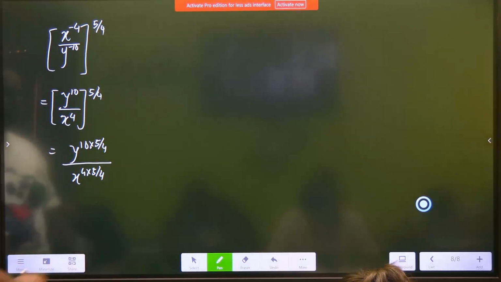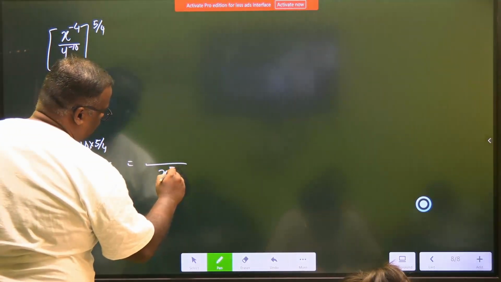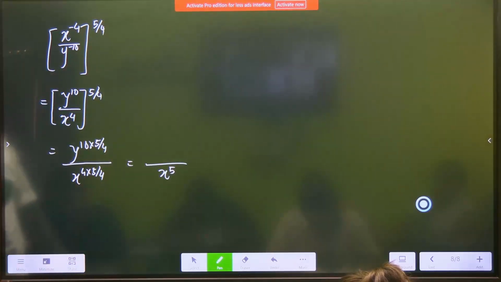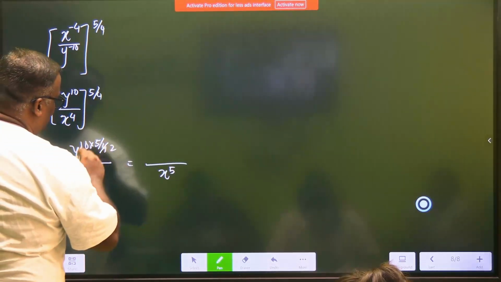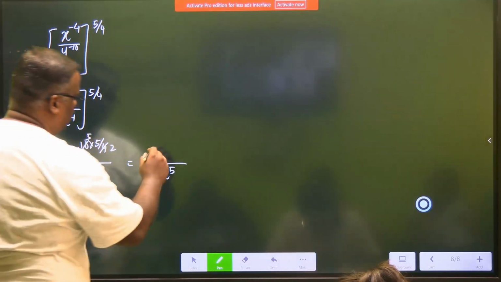So how much do you get for x? It becomes x to the power 5. And for y it will be y to the power, 2 5s are 10, so it will be 25 by 2.